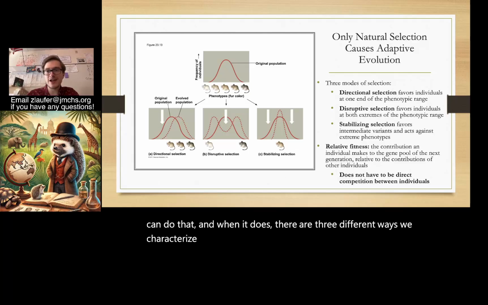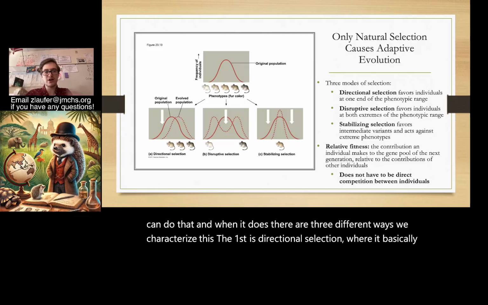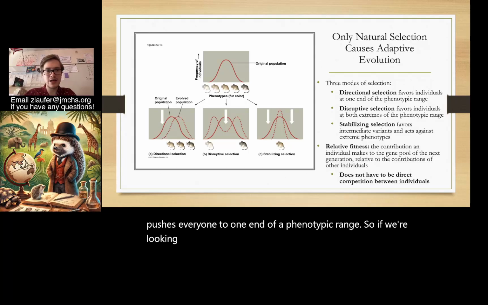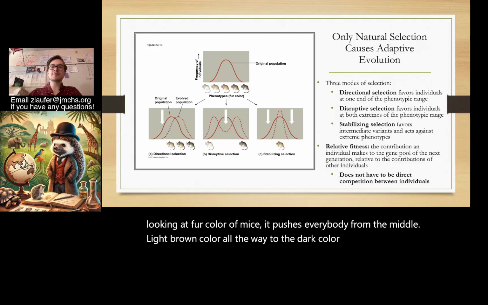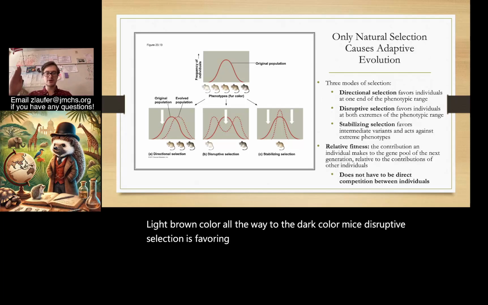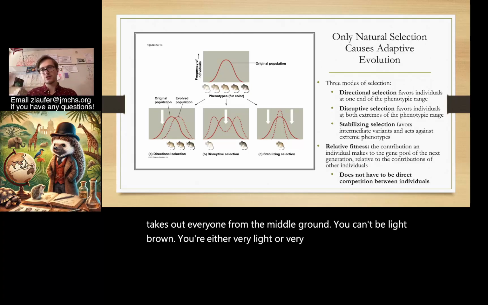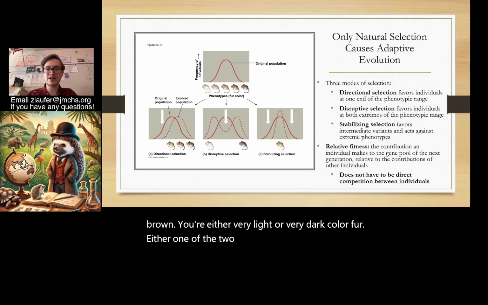The first is directional selection, where it basically pushes everyone to one end of a phenotypic range. So if we're looking at fur color of mice, it pushes everybody from the middle, light brown color, all the way to the dark color mice. Disruptive selection is favoring anyone that's at either extreme. So it just takes out everyone from the middle ground. You can't be light brown. You're either very light or very dark color fur. Either one of the two is favored as long as you're at one of the extremes.